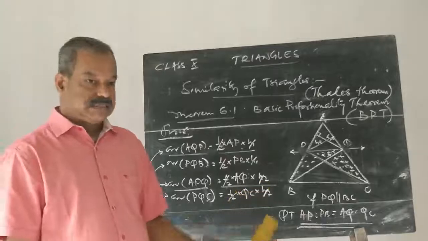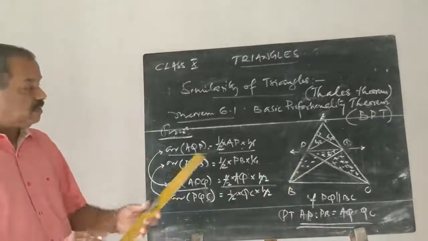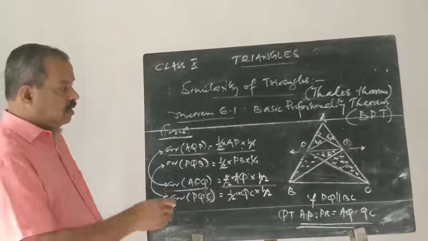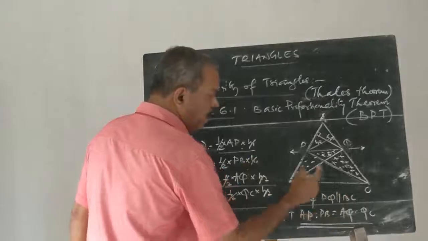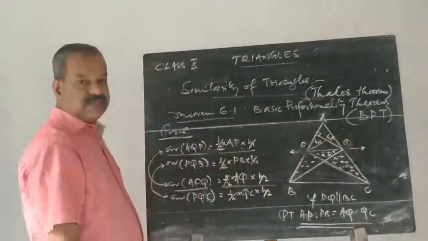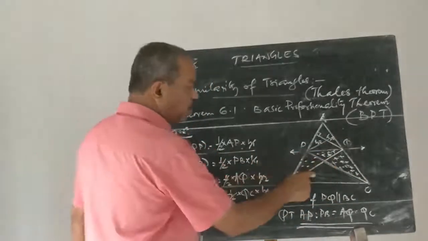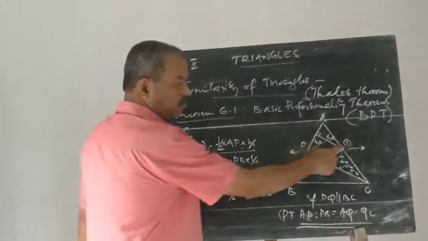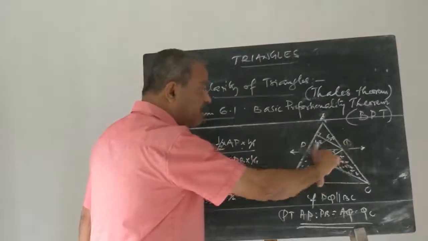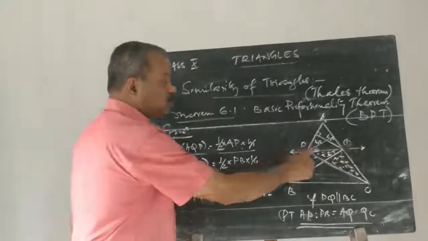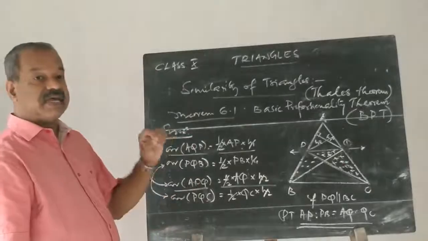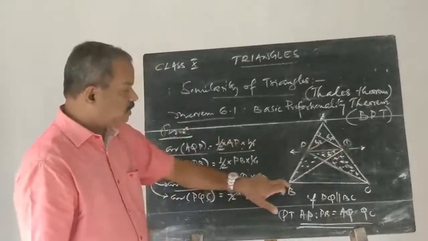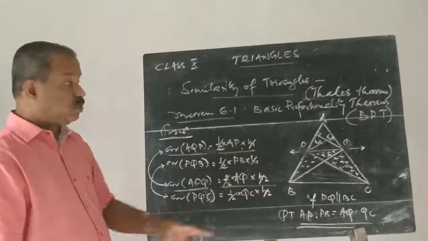Yes or no? Yes. Why? How can we say that the areas of these two triangles are equal? Remember the result. Given what is given? PQ is parallel to BC. Then these two triangles have the same base, which is PQ, and stand between the same pair of parallel lines. Base PQ and parallels BC. PQ parallel to BC, so their areas are equal.